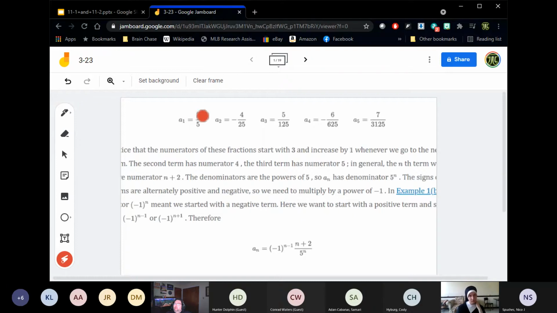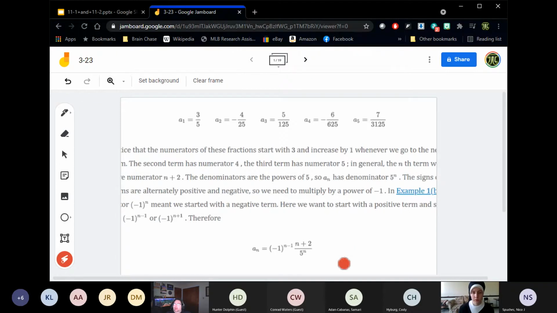Now, if we look at my numerator, I start off with 3, and I'm going up by 1. So it's 3, 4, 5, 6, 7. So the only way to get 3 from that first term would be 1 plus 2. And if we look, if I do 2 plus 2, I get 4, 3 plus 2, I get 5, 4 plus 2 gets 6, and so on. So my numerator is n plus 2. That is going to give me that term going forward. Do those two pieces make sense?